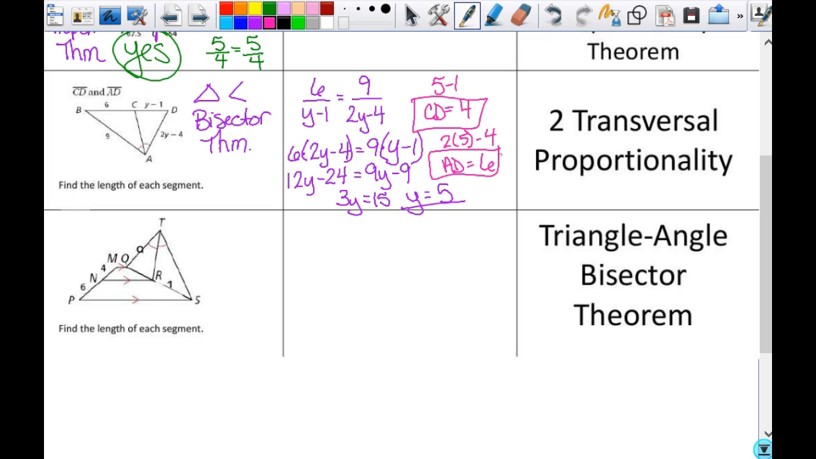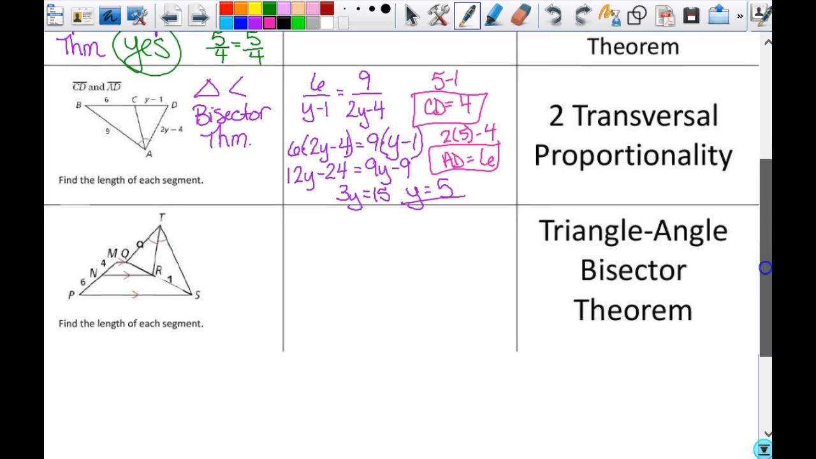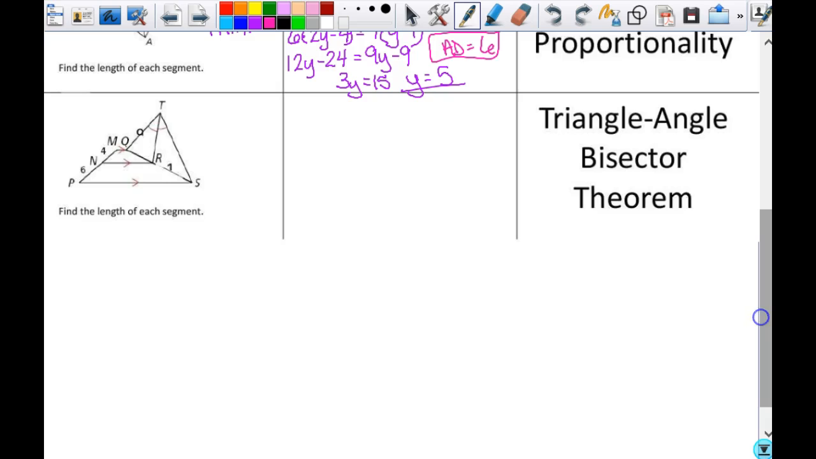Any questions? Okay. So then the next one. What am I applying here? Okay, 2 transversal proportionality. Is that it? And the triangle angle bisector theorem. I got to do them both because it asks me for the length of each segment.